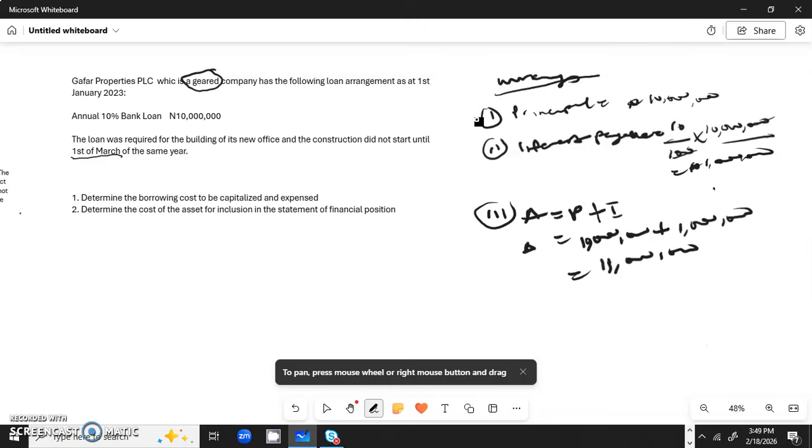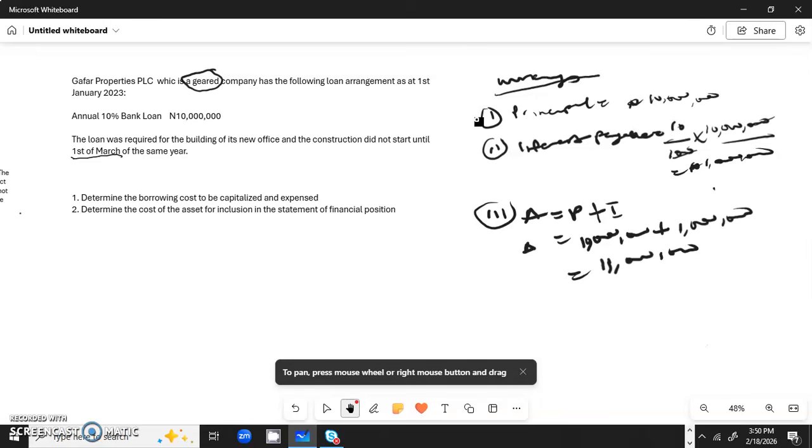But in accounting, we are now saying that, okay, fine, of this 11 million naira, the 1 million is the borrowing cost, the cost you have to bear to borrow that 10 million naira. But we have part of the 1 million naira that we are supposed to capitalize, and that which will go to the expense in the income statement, which will now reduce our profit.